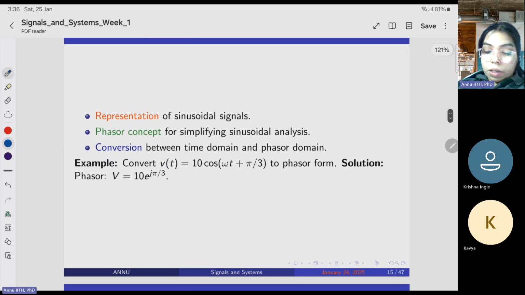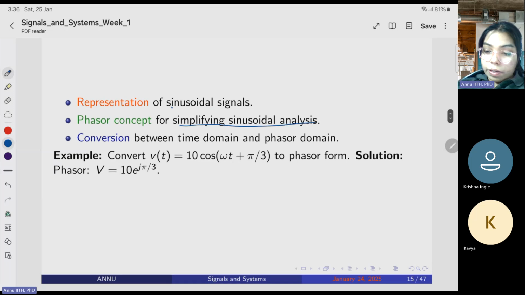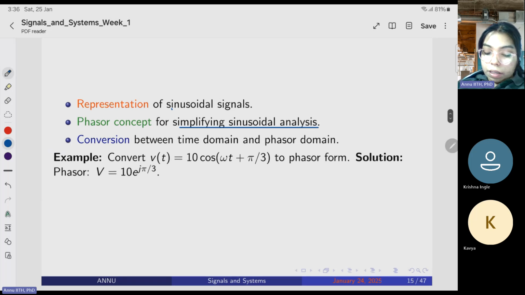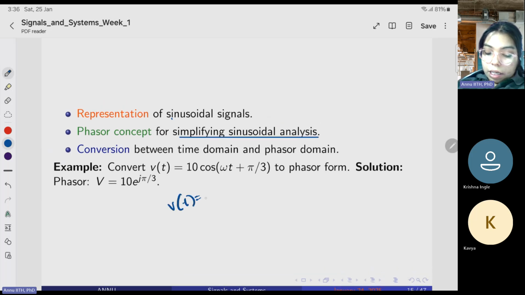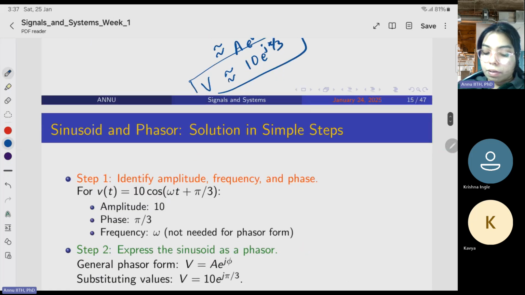The second part was sinusoid and the phasor. So first we need to represent the signal in the form of a sinusoid and a phasor. So we saw signals in real time. Phasor concept is for simplifying the sinusoidal analysis. So conversion between time and phasor domain: how will we convert? In order to convert this to the phasor form, cos(omega t plus pi by 3) is actually equivalent to a cos(omega t plus phi), which is represented in terms of a e power j phi. So what is that? 10 e power j pi by 3. If this question comes, you can solve this properly.